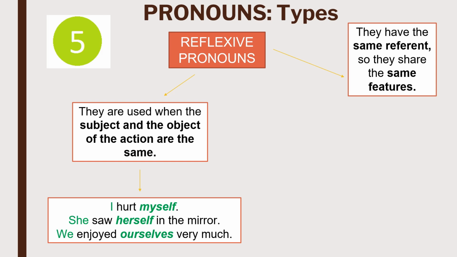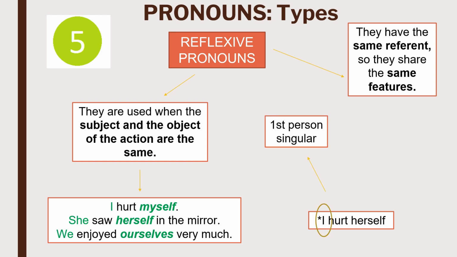So we cannot have, for instance, an example like, I hurt herself. This sentence is ungrammatical because personal subjective pronoun I has the features first person singular, whereas the reflexive pronoun herself has features about third person singular number. So there is a clash in features between personal subjective pronoun I and the reflexive pronoun herself. And as a result, the sentence is ungrammatical.